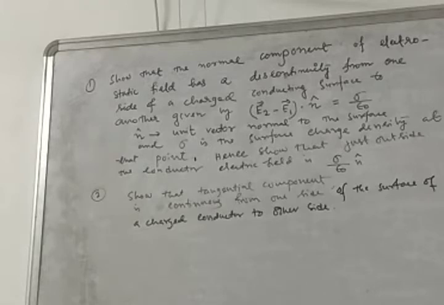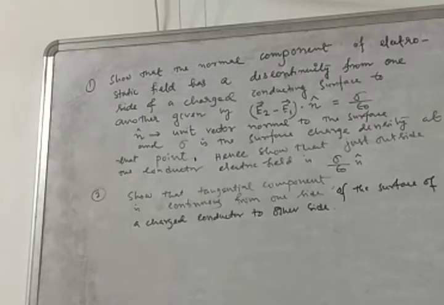This is the first part. From that we have to prove that just outside the conductor the electric field is sigma by epsilon naught n hat. And in the second part we have to prove the tangential component is continuous from one side of the surface of the charged conductor to the other side. Okay, so let's start.